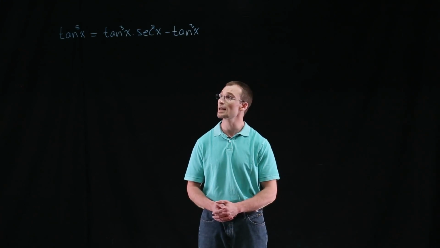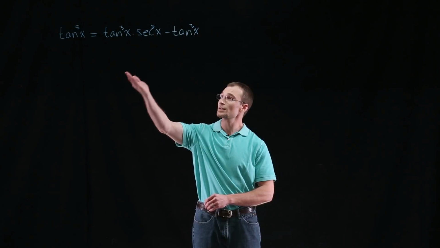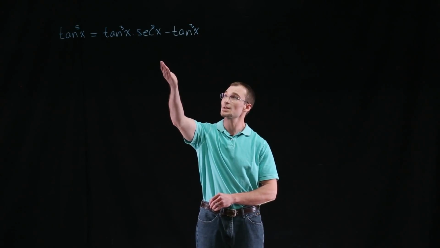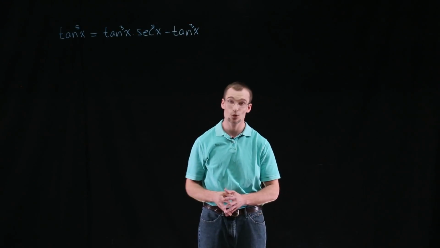Welcome everyone, I'm Adam. In this problem, we're going to be verifying the identity tangent to the fifth x equals tangent cubed x times secant squared x minus tangent cubed x.